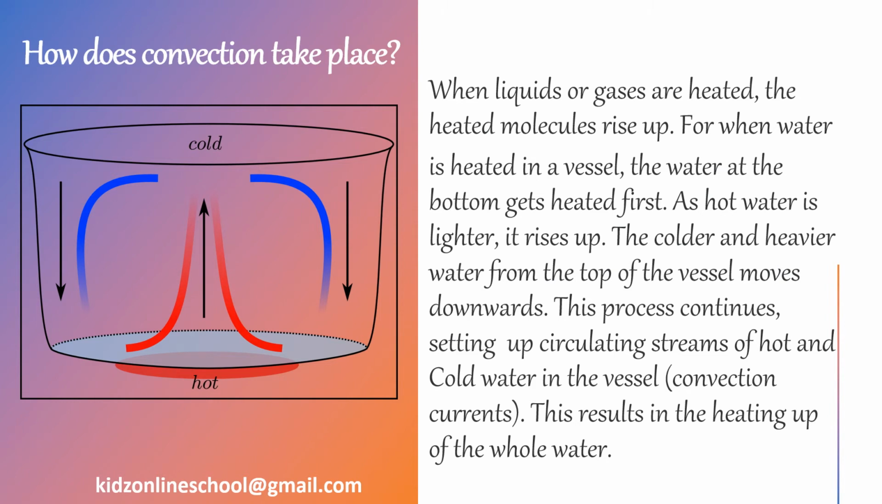How does convection take place? When liquids or gases are heated, the heated molecules rise up. For example, when water is heated in a vessel, the water at the bottom gets heated first. As hot water is lighter, it rises up. The colder and heavier water from the top of the vessel moves downwards. This process continues, setting up circulating streams of hot and cold water in the vessel. This results in the heating up of the whole water.